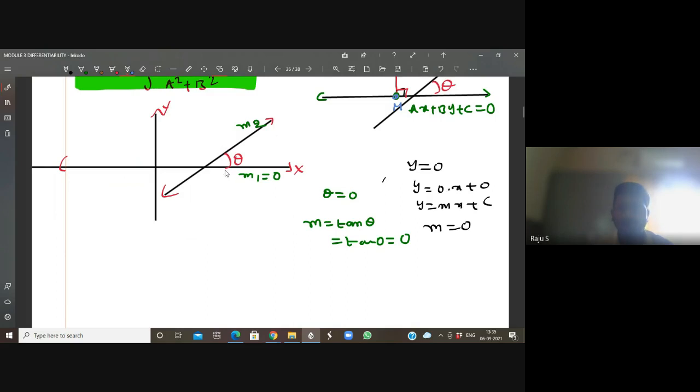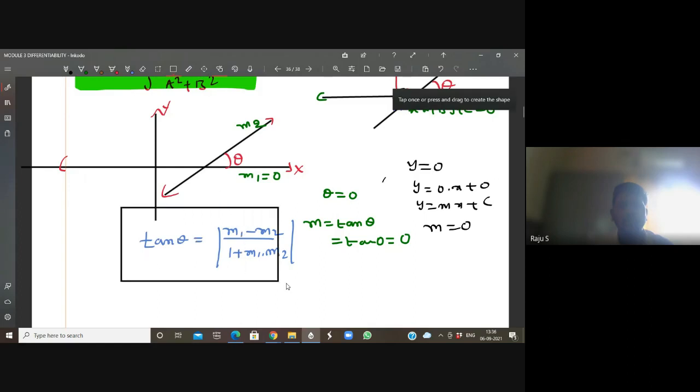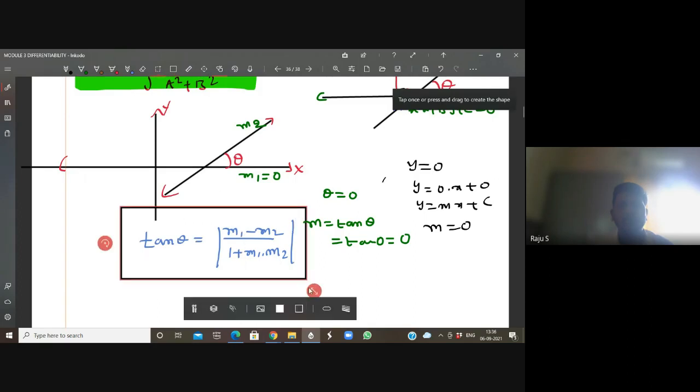When we have two lines whose slopes are m1 and m2, the angle between them is given by tan theta equal to modulus of (m1 minus m2) by (1 plus m1 m2). I think you already studied this. It is a very, very important formula, and everyone must remember it.